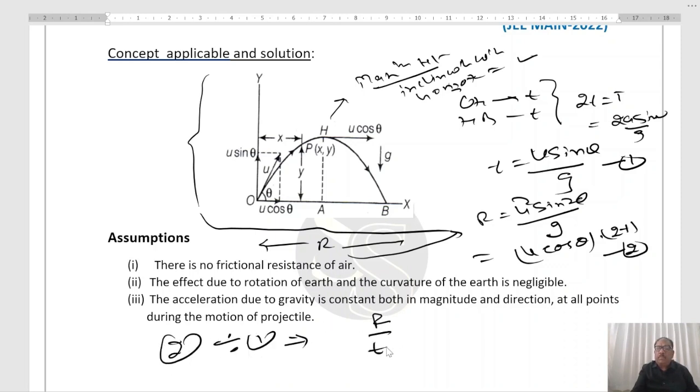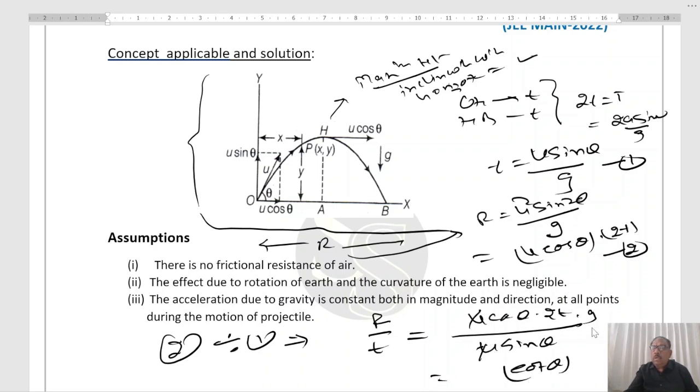R by t equal to u cos theta into 2t divided by u sin theta by g. Right? This u goes, this becomes cot theta into 2t into g. The value of g is 10, put it, so 20t. Right?